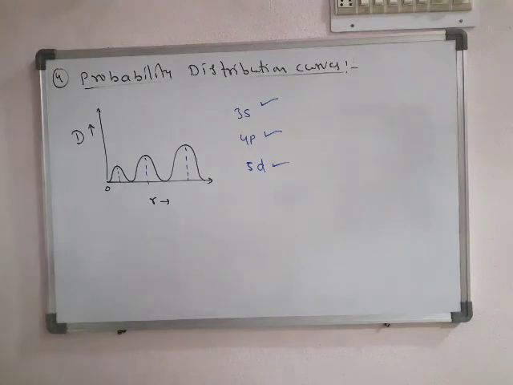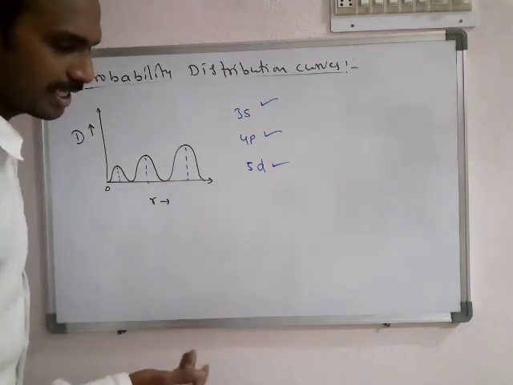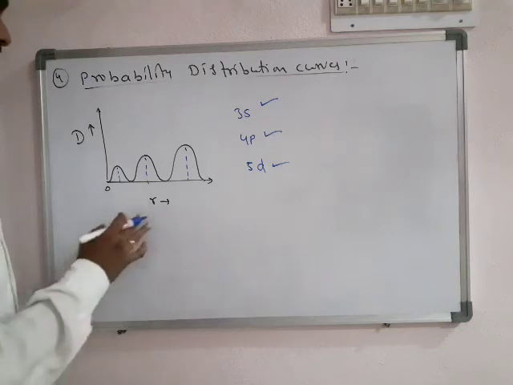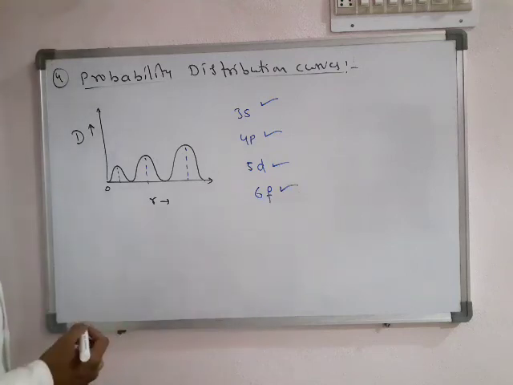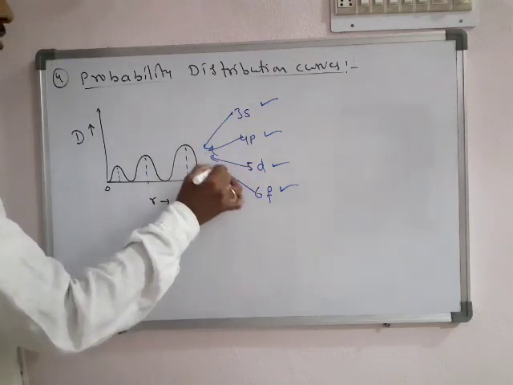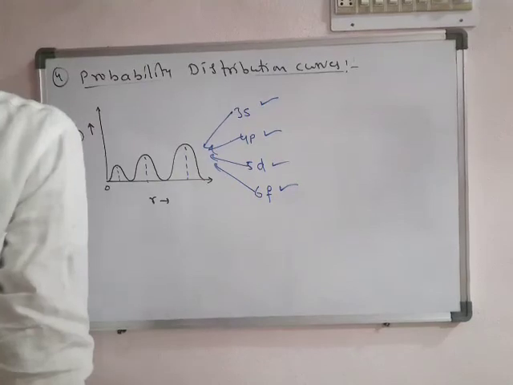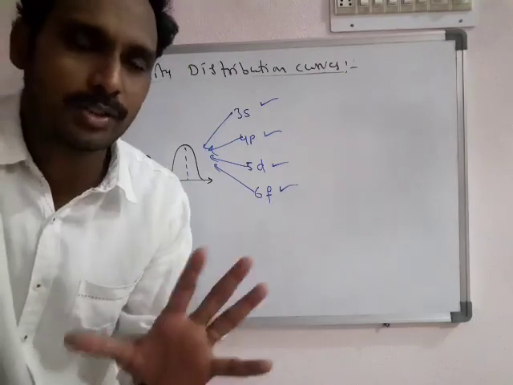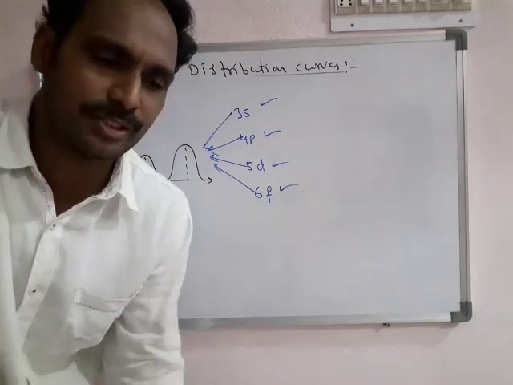So these are the possibilities. If you take f, 4f, 5f, 6f. Generally 6f is not written in the configurations, but if you want, you can write it in the answer. It is also not a wrong one. So this graph is related to all these orbitals. These are the different questions and different formulas in atomic structure. We have covered maximum of all topics, formulas, graphs and different concepts in atomic structure.